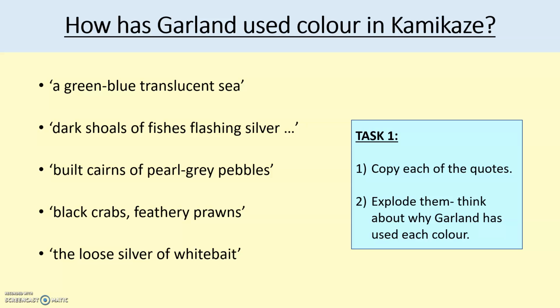As I say, I'm looking for at least 2, but maybe 3 different suggestions, connotations for the quotes. The next one down then, the dark shoals of fishes and the idea of silver. So what's the tone of that quote? Think about that. You've got built cairns of pearl grey pebbles. So again, think about the pearl grey and think about maybe how grey links to what a cairn is. Black crabs is maybe just associations with black there particularly. And finally, the loose silver. And again, the idea of silver, what are the connotations of that?